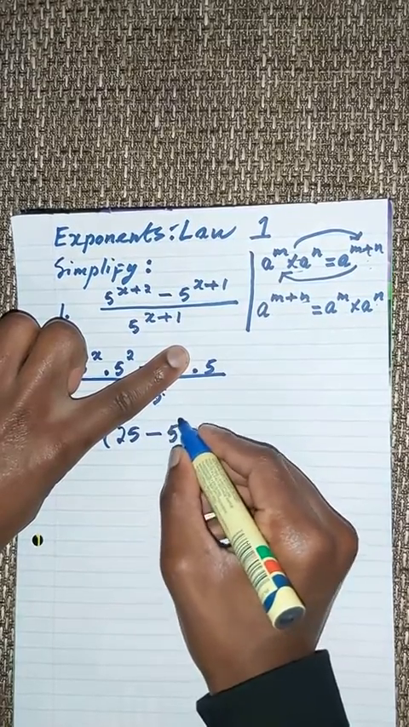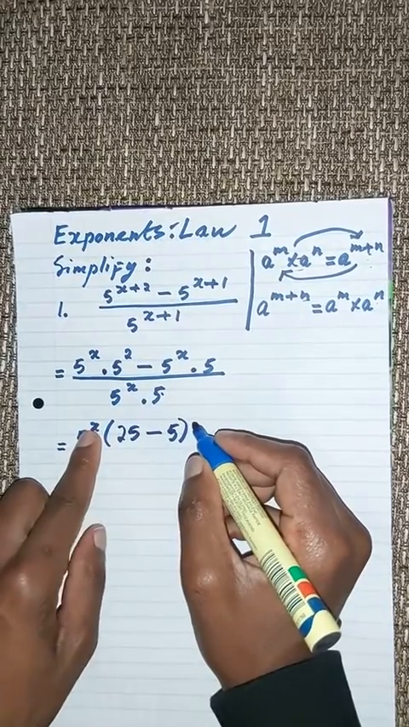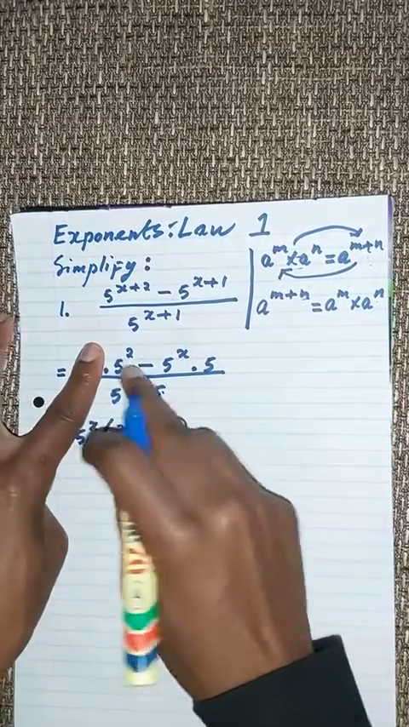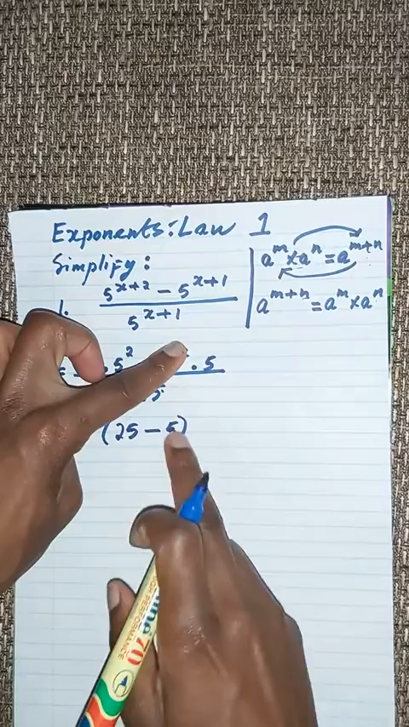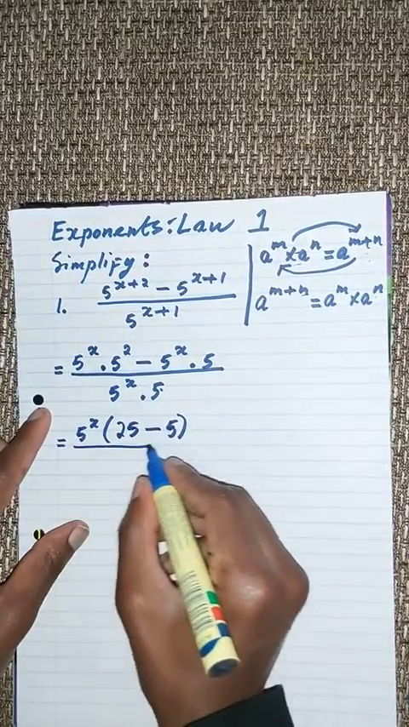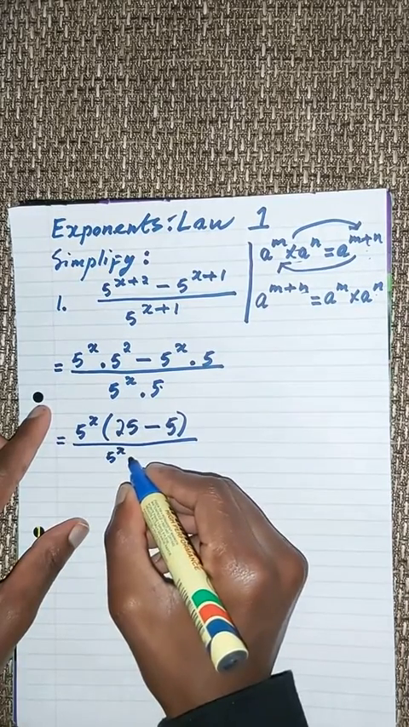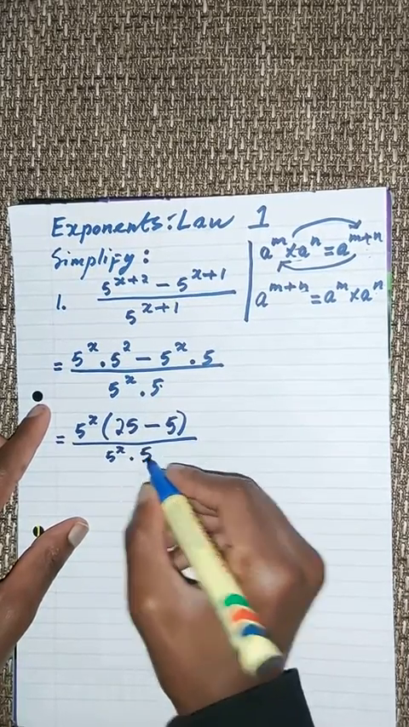Do you see that? I remain with 5. So I've taken out my 5 to the power of x. And when I take it out here, I remain with 25. When I take it out here, I remain with 5, divided by 5 to the power of x times 5.